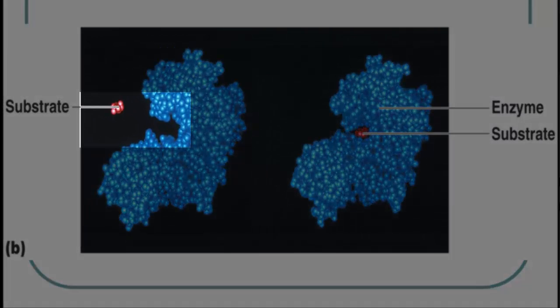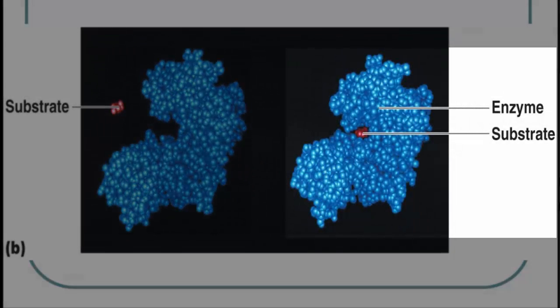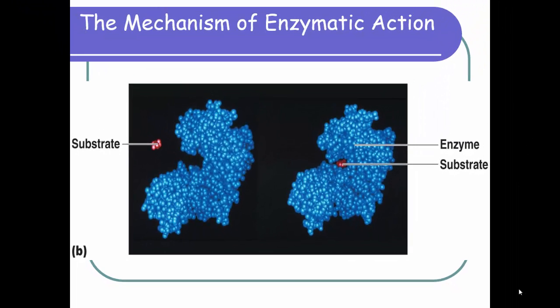Here's a picture of a substrate binding to its holoenzyme, forming the enzyme-substrate complex. This strains bonds within the substrate to either create or break bonds, changing the substrate in a chemical reaction.